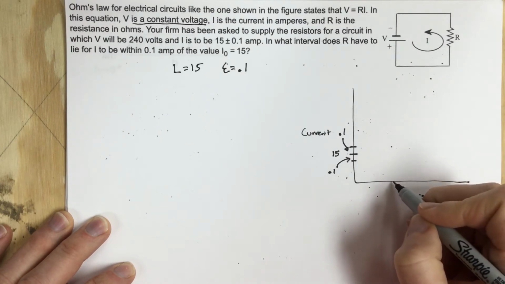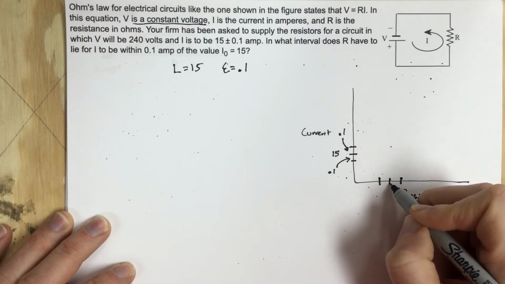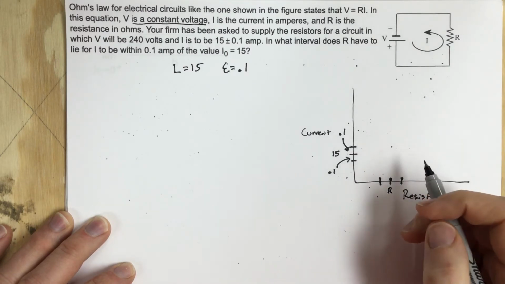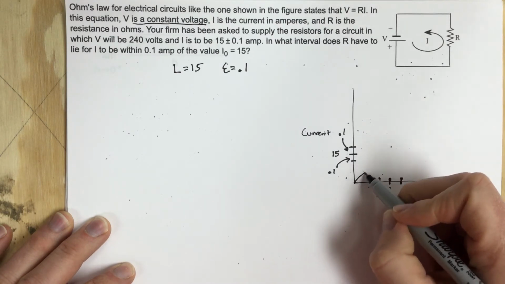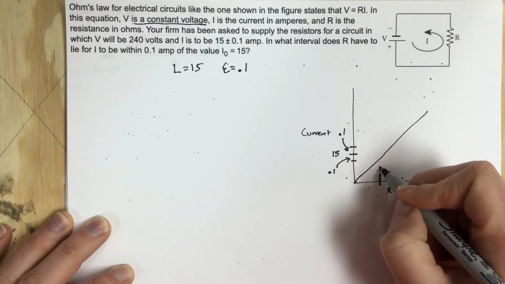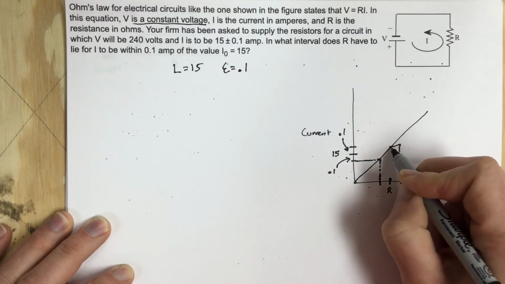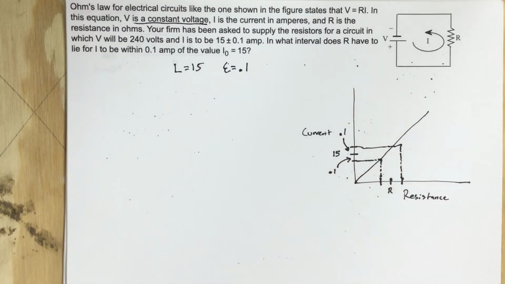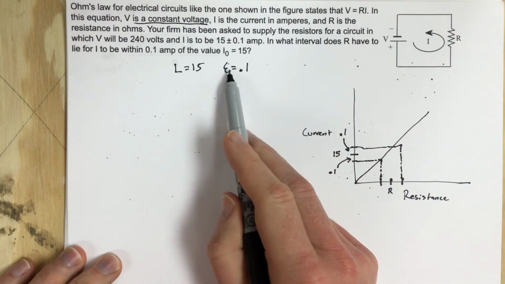And we're going to be looking for an interval, essentially, for the resistance from one spot to another. Remember, there's a specific value for resistance that we'd want somewhere in here that I'm sure they have specified, but we're looking for the interval. Let's go ahead and draw a line here in which the resistance values give you current values that are within this 0.1 value of 15 for the current. So let's label everything we know. We know that L is 15. We know epsilon is 0.1.